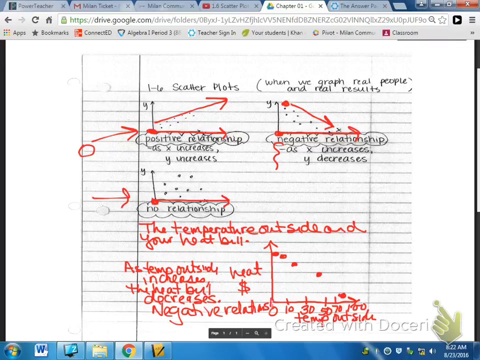A negative relationship. Sometimes you get confused between positive and negative. Some people think, oh yeah, there's a relationship, so it must be positive. No, that's not always true. Negative relationships exist too. It is a relationship, it just goes downhill. The y goes downhill as the temperature outside goes up, and so does your heat bill. So that's definitely a negative relationship. Are there any questions about that?